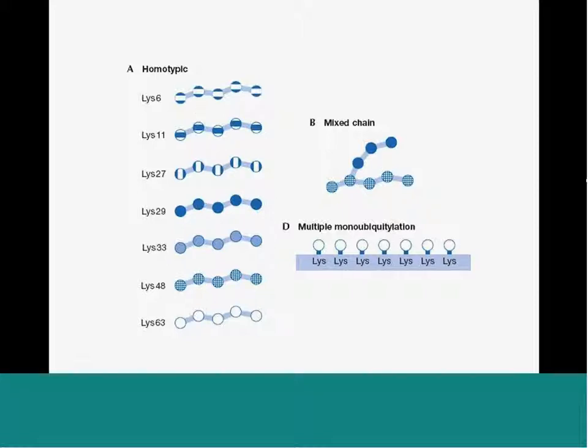So as I said, you could have polyubiquitin chains formed through lysine 6, 11, 27, 29, 33, 48, and 63. Here are the 7 internal lysine residues in ubiquitin, and chains can be formed through polyubiquitination of that particular lysine to give rise to what are known as homotypic polyubiquitin chains.